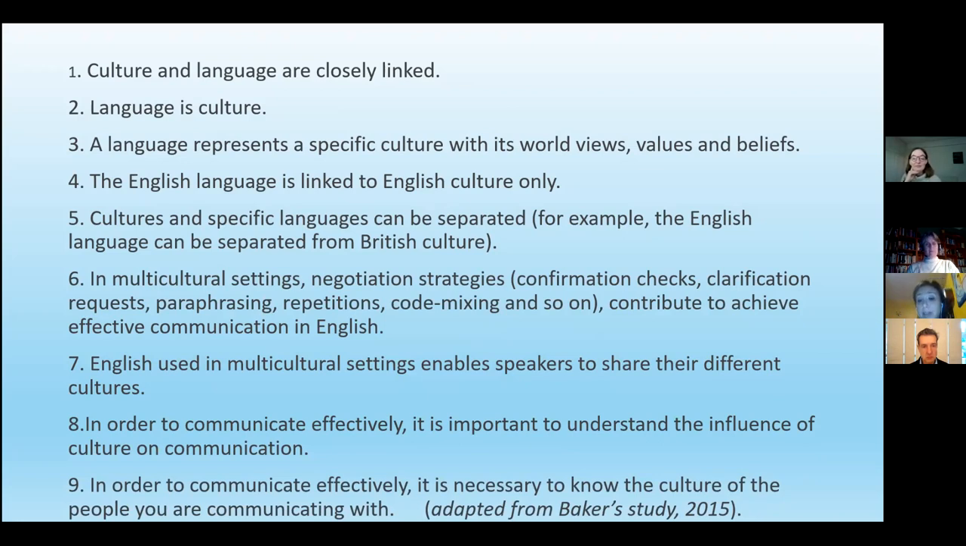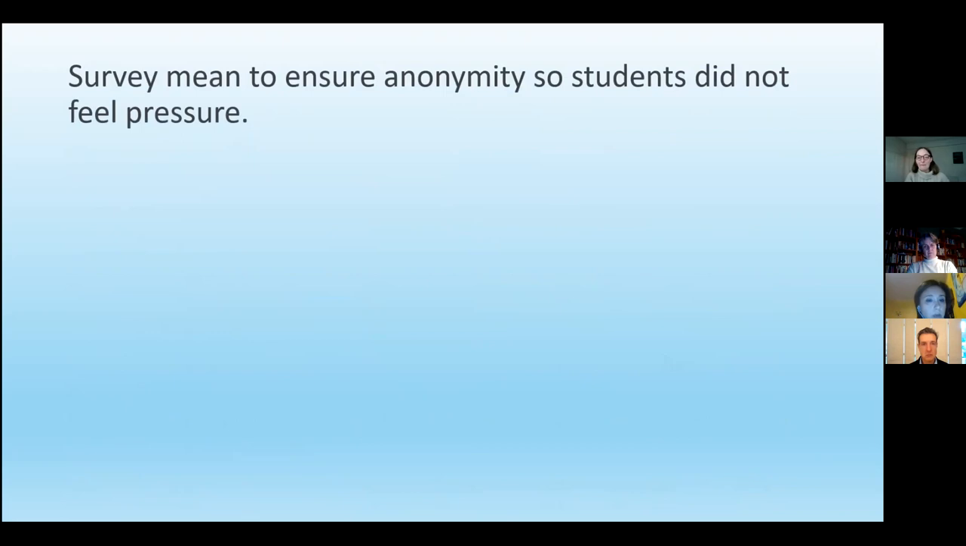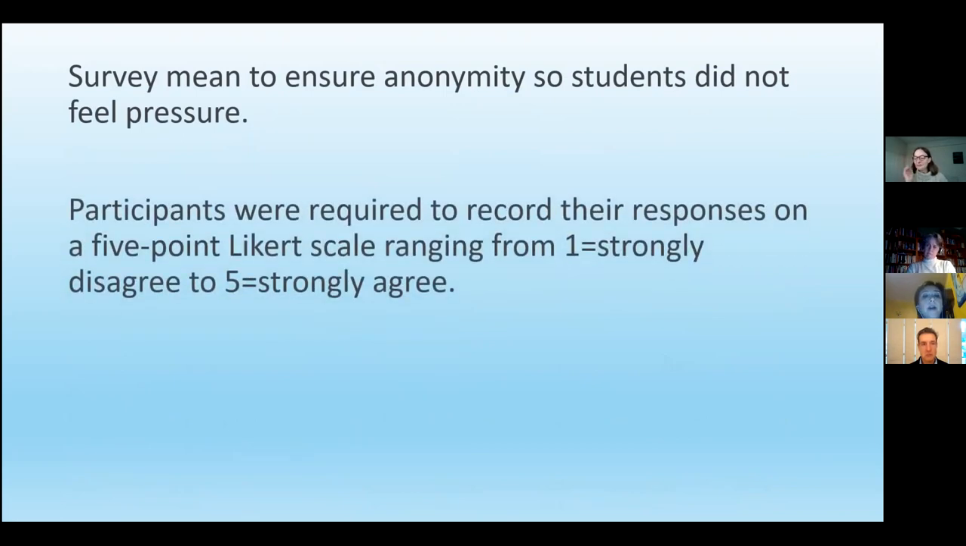This questionnaire has been adapted from Baker's study in 2015. The survey was anonymous, so students did not feel pressure in reporting their answers, and they were asked to record the responses on a 5-point Likert scale, ranging from 1, strongly disagree, to 5, strongly agree. So they had to report the degree of agreement or disagreement with the following statements.